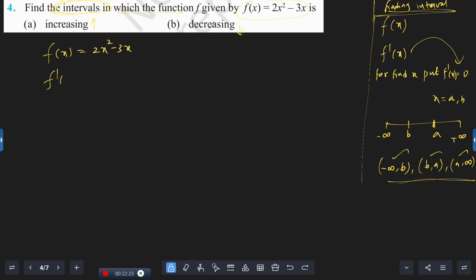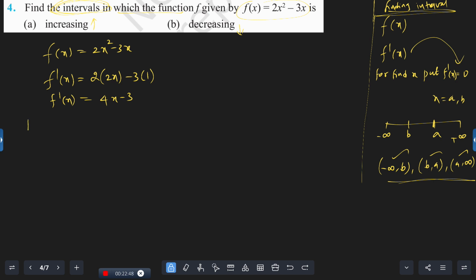First differentiate this. What is the derivative? 2 into the derivative of x square, which is 2x, minus 3 into the derivative of x, which is 1. When you simplify, 4x minus 3, this is f dash of x. After finding f dash of x, if you want to find the x value, what is our work? Put f dash of x equal to 0. Then only you will get the x value.